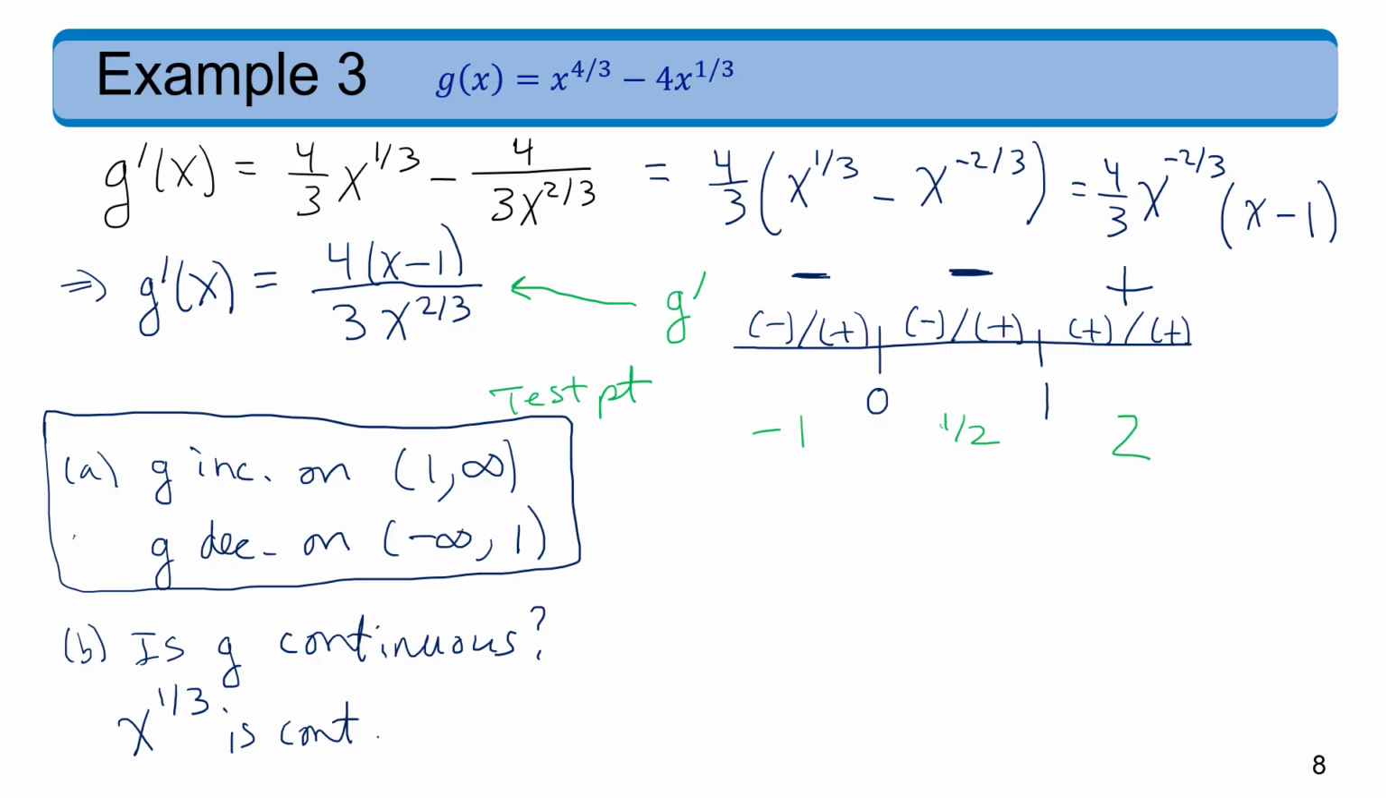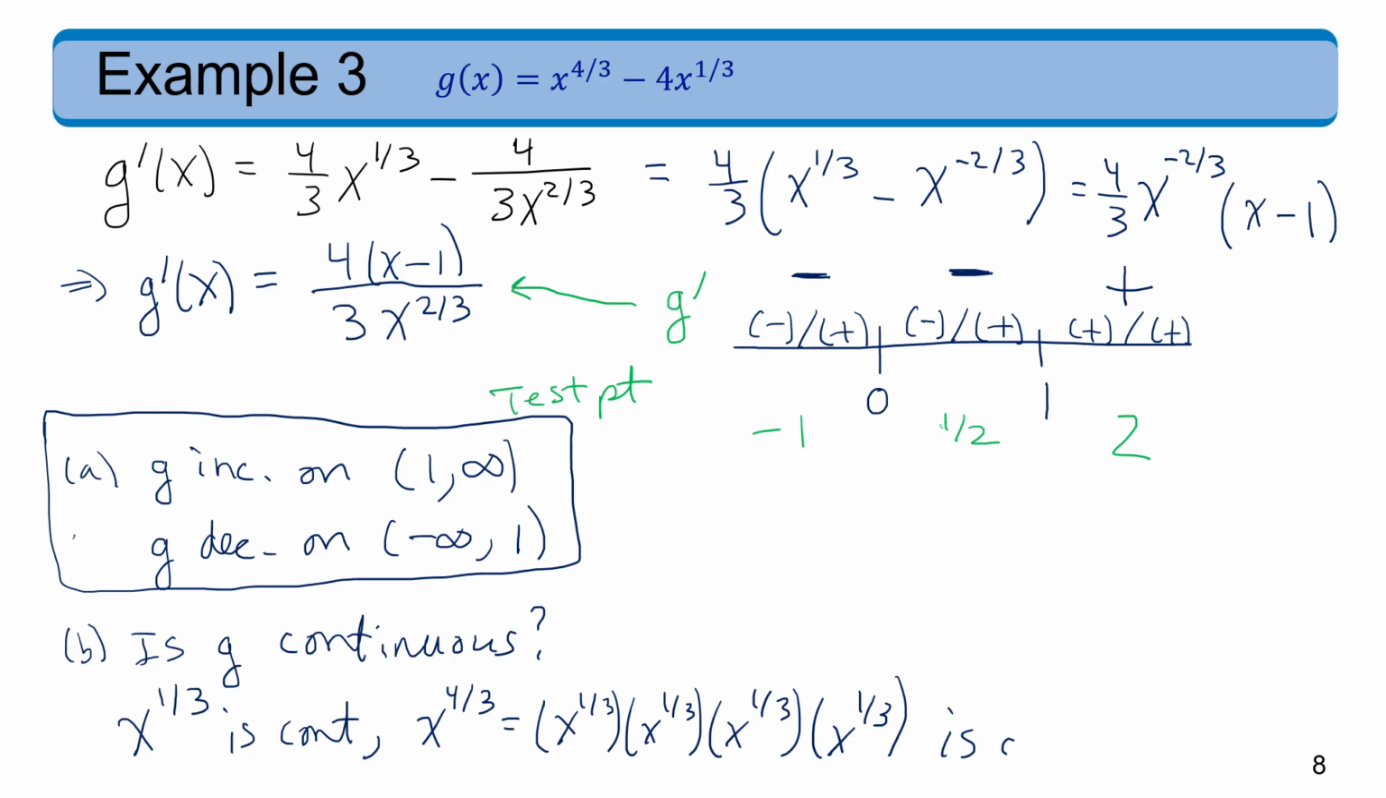Now, what about x to the 4/3? Well, you could view that as x to the 1/3 multiplied by itself 4 times. And I'm doing that because we know x to the 1/3 is continuous. And this is a product of continuous functions. So we learned that if two functions are continuous, then their product is continuous. So that means x to the 4/3 is also continuous.